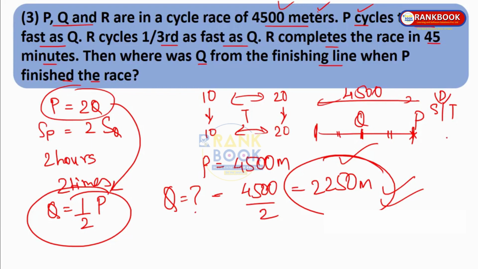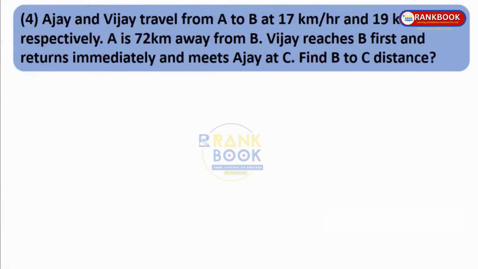Okay. Moving on. Question number 4. Ajay and Vijay travel from A to B at 17 km per hour and 19 km per hour respectively. A is 72 kilometers away from B. Vijay reaches B first and returns immediately and meets Ajay at C. Find B to C distance.